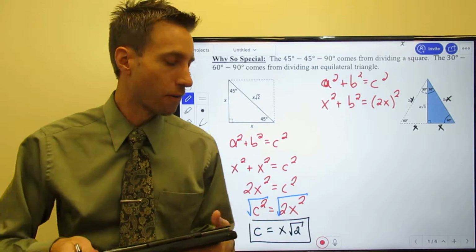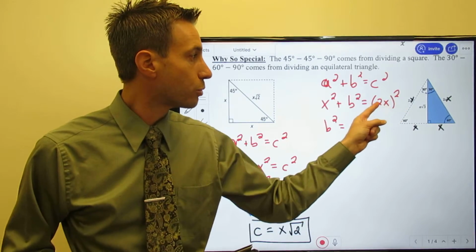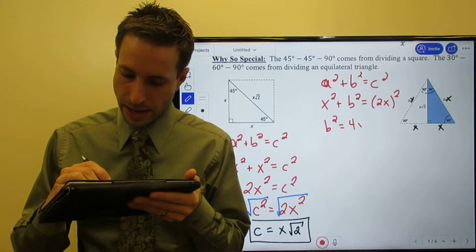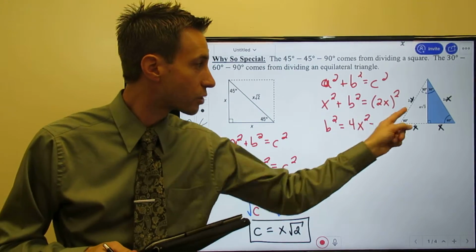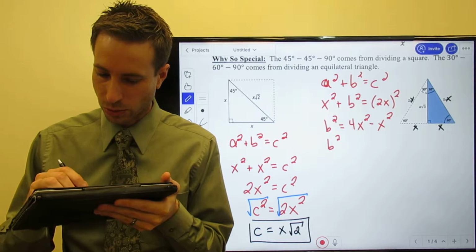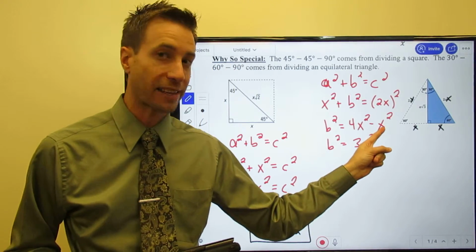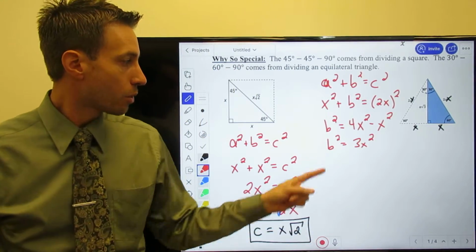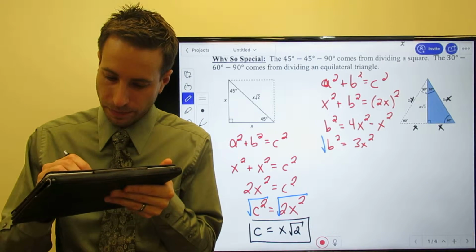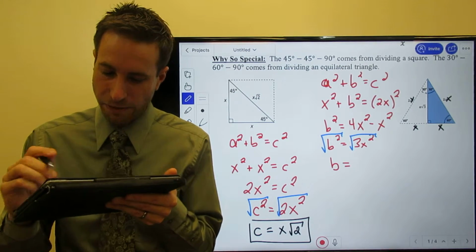And here we go, we're going to solve for b. So b squared is equal to, all right, 2 squared is 4. X squared is an x squared, and I will subtract this x squared to the other side. That means that b squared is equal to 3x squared, right? If I have 4x squareds and I subtract 1, I'm left with 3x squareds. Well, now I gotta solve for b. Well, that means I have to take the square root of both sides. That gets the b all by itself.